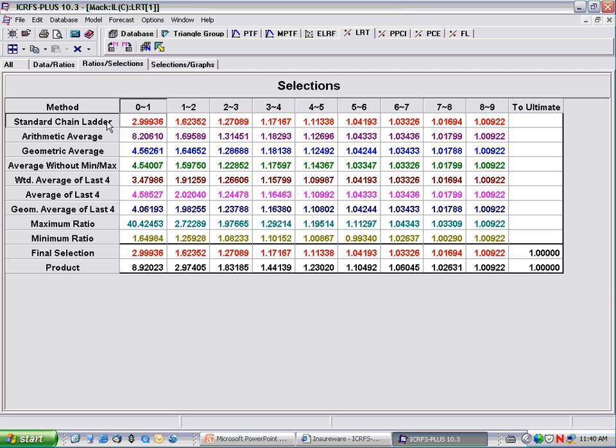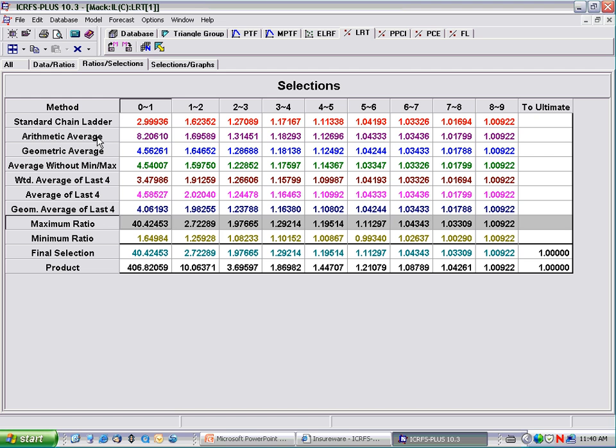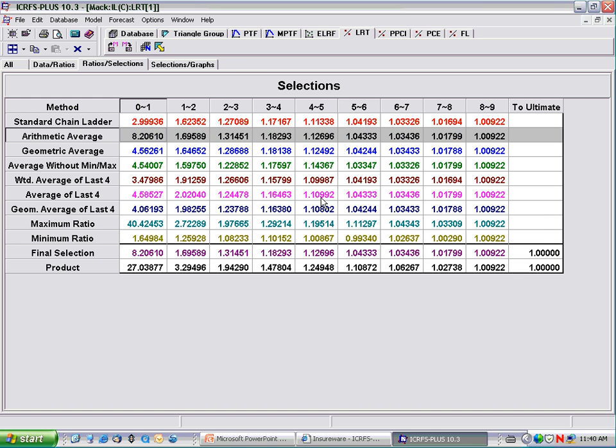The standard chain ladder selection is just volume-weighted averages. It's just a European term for volume-weighted averages, arithmetic average, and so on. By default, the final selection, you can see it's color-coded, is in red. If you want to select the arithmetic average, you double-click on the arithmetic average. If you want to select the maximum ratio, you double-click, then that drops out, back to arithmetic average. If you want to select a particular number in a particular cell, you double-click on that, and so on.